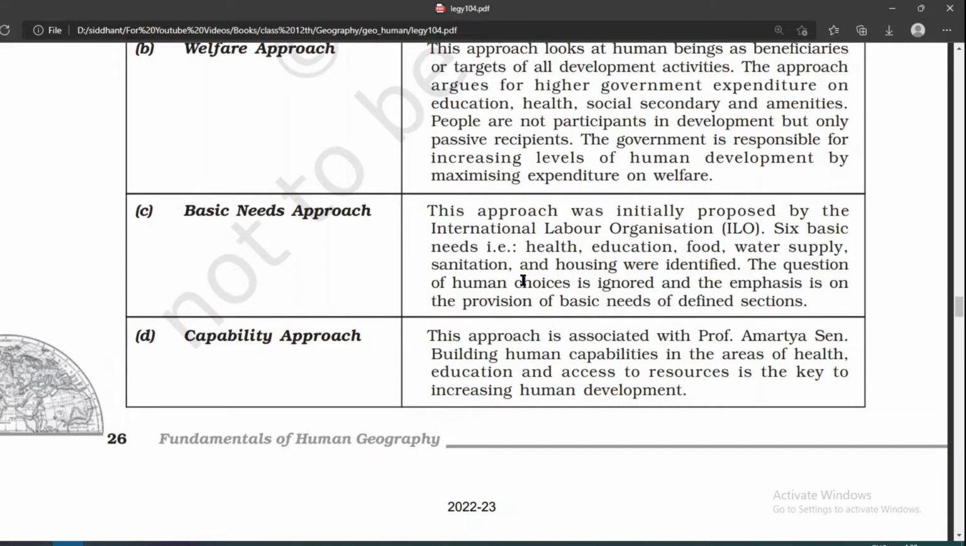Capability approach. This approach is associated with Professor Amartya Sen. Building human capability in the areas of health, education, and access to resources is the key to increasing human development.